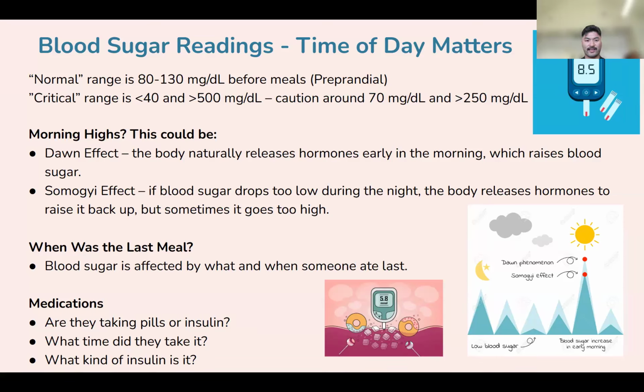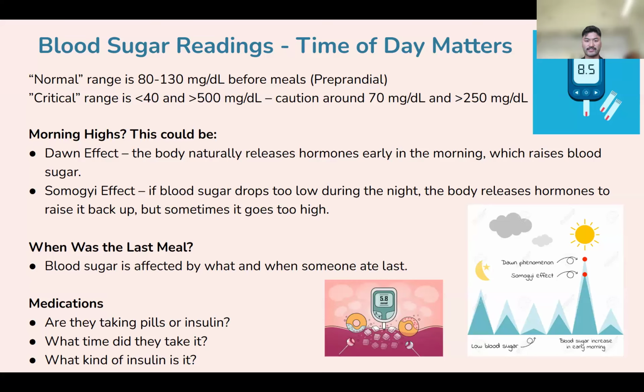For those situations, emergency is indicated. And there are situations where you may experience morning highs. This could be because of the dawn effect, where the body releases hormones like cortisol and growth hormones early in the morning to help you wake up. These hormones can help raise the blood sugar levels. And there's another effect called the Somogyi effect, where the blood sugar drops too low during the night and then the body releases hormones, but sometimes it overcompensates and causes a morning high.